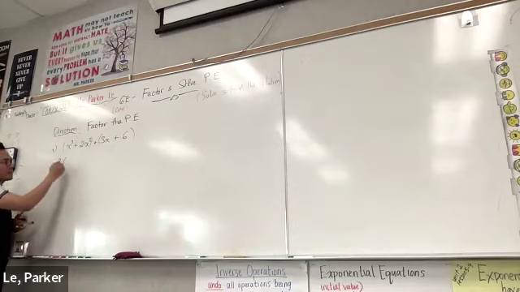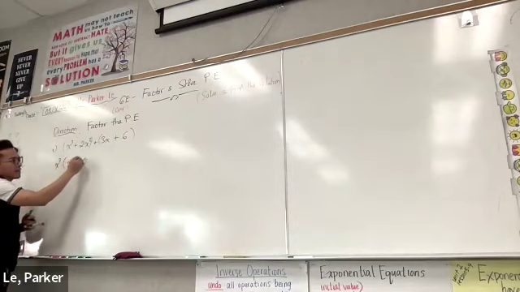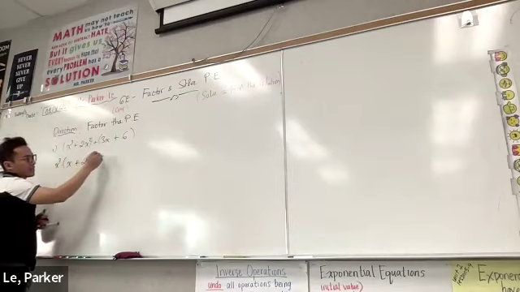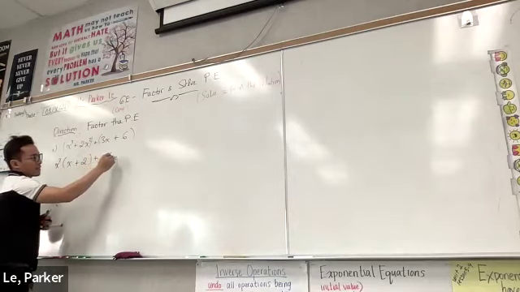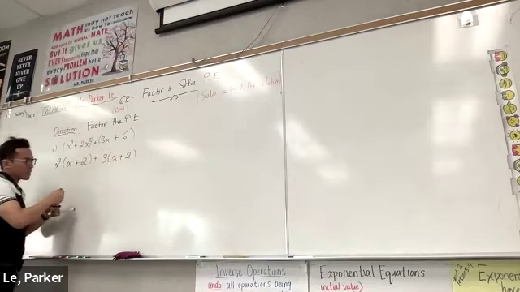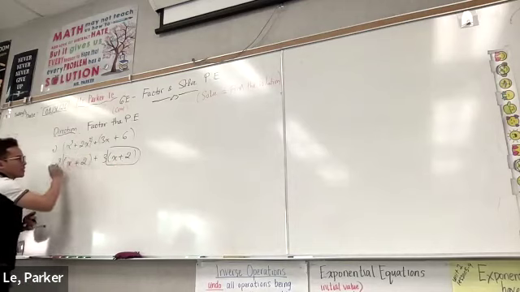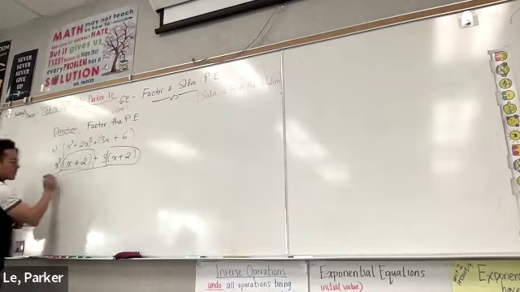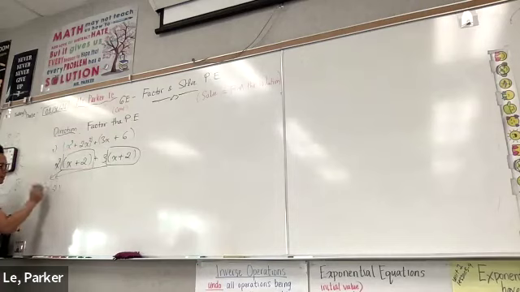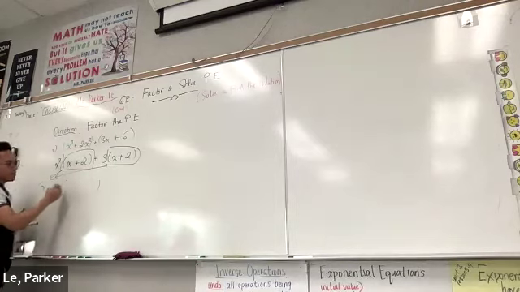x squared, parentheses, x plus 2. Right, plus 3, x plus 2. Very good. So now you can see the common term, okay? x plus 2. All right, so x plus 2 is going to go out. And then what do you have left? x squared plus 3. Exactly.